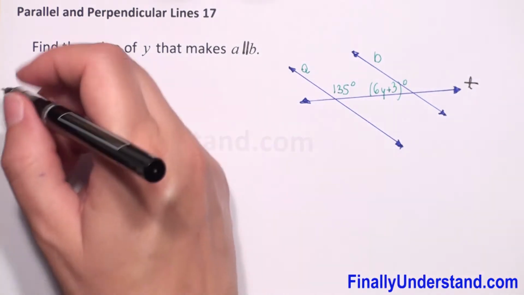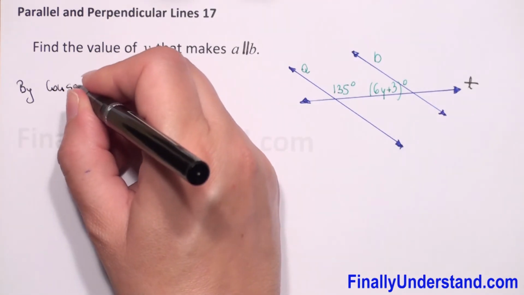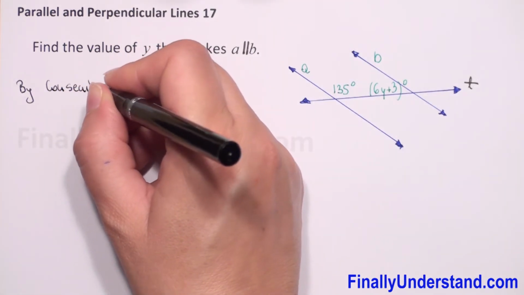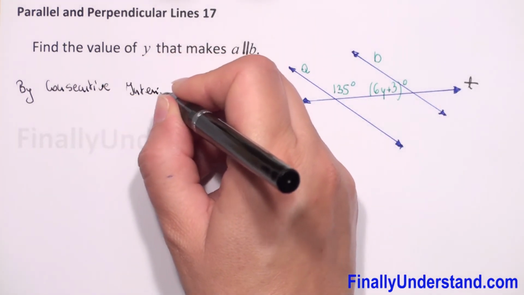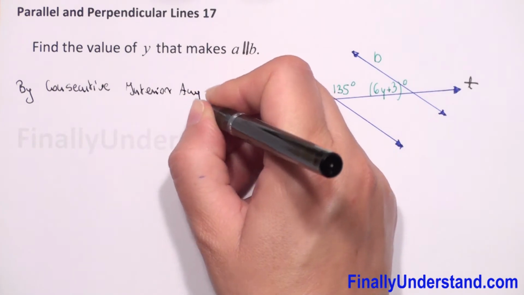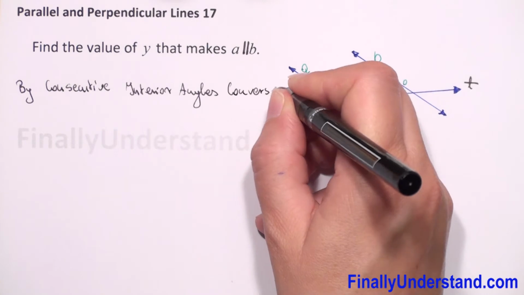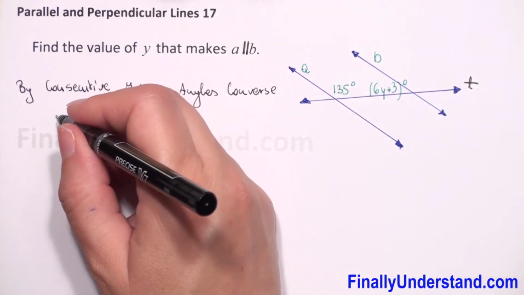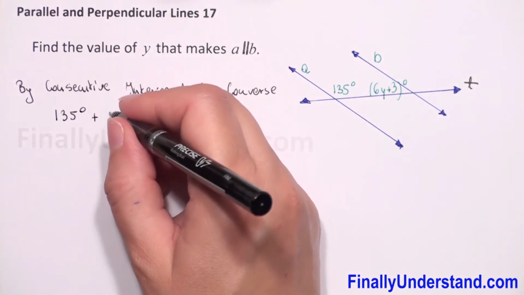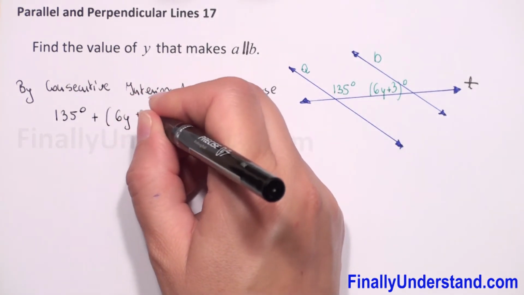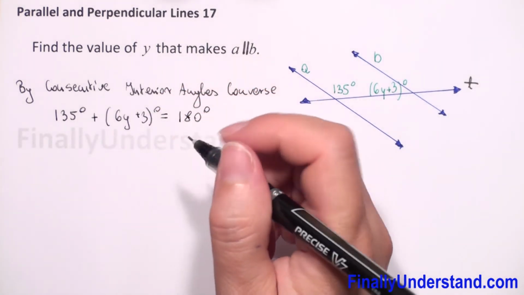So we will have, by consecutive interior angles converse, that the measure of angle 1, 135 degrees, plus the measure of the other angle, 6y plus 3 degrees, is 180 degrees.